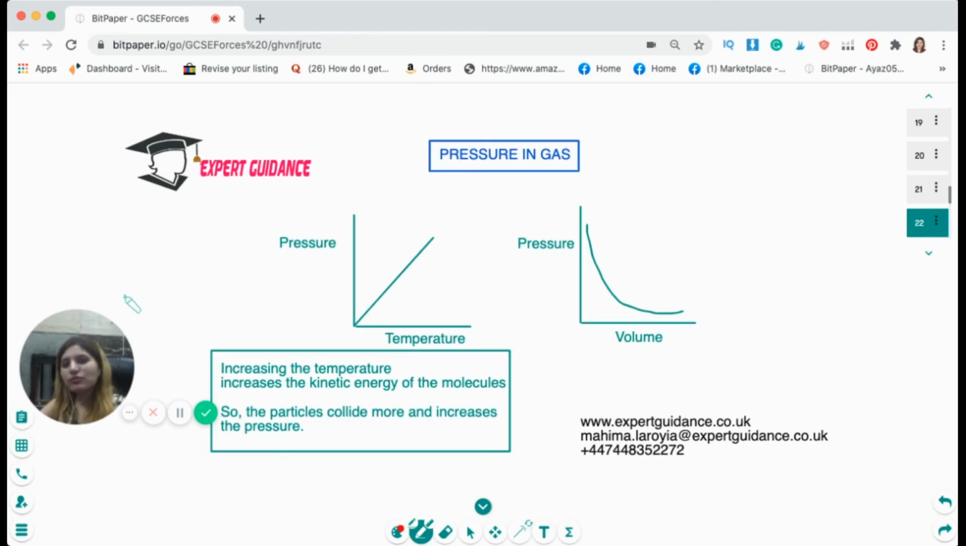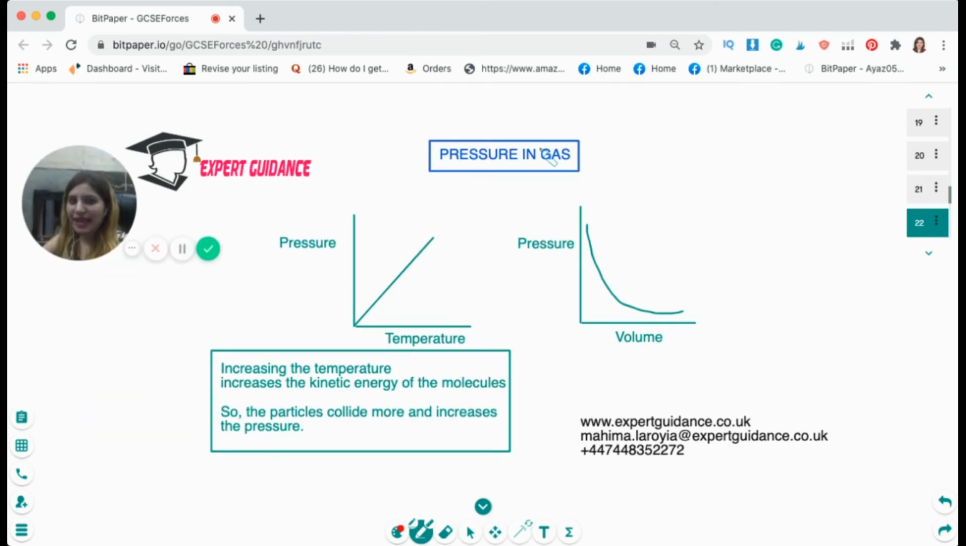Okay, now let's come to the last part, which is pressure in a gas. The pressure in a gas is dependent on temperature and volume. As we increase the temperature, the pressure increases, and that makes sense, because when you increase the temperature, the particles gain more kinetic energy, they collide more, and when they collide more, the pressure increases.